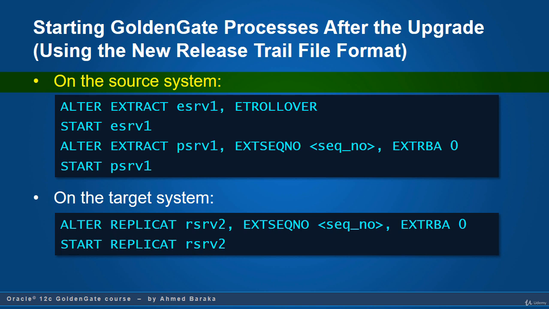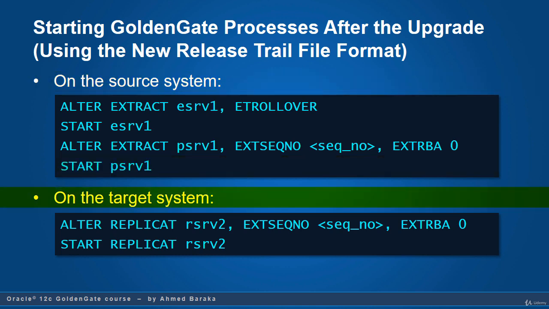To make the pump process read from the new file, use the alter extract command with the EXTSEQNO option. Pass to this option the sequence number of the newly produced file and set the EXTRBA to 0. Then start the pump process. It will read from the new file and produce the trail files in the target system.